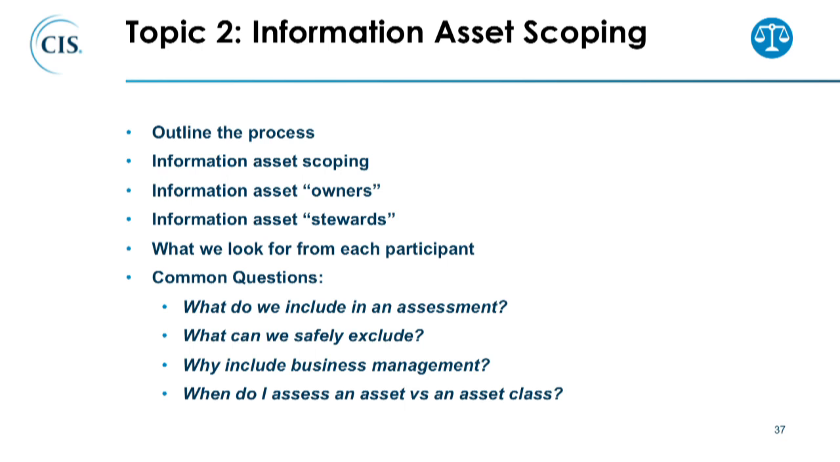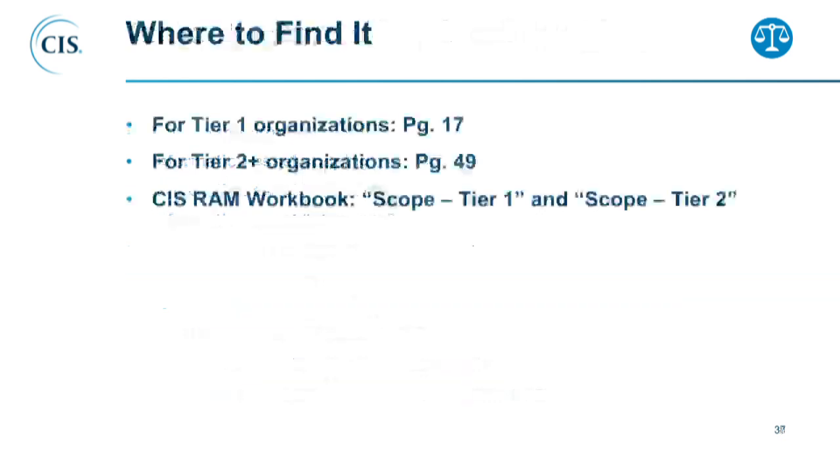The question we hear a lot about what to include, the public and regulatory bodies are no different, want to know that you've analyzed everything. But we know you cannot actually analyze everything in one assessment. It's too much. And what we talk about here, if you can move the slide ahead, we'll go pretty quickly through the first few slides. Again, you'll see this in pages 17 and 49 for Tier 1 and Tier 2 plus organizations. Why don't we move ahead another slide?